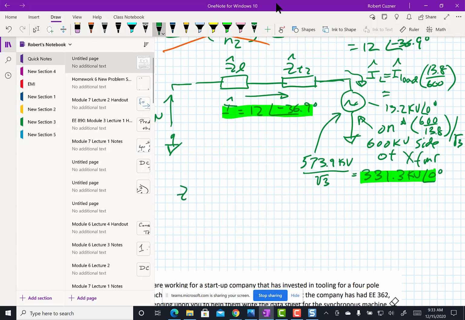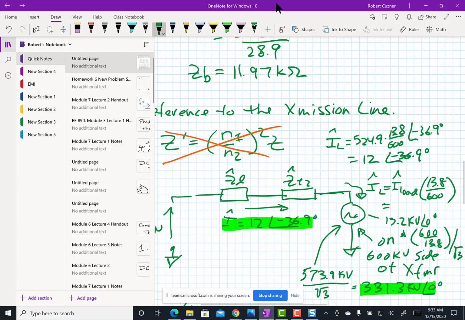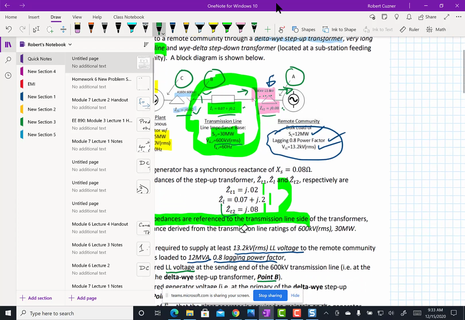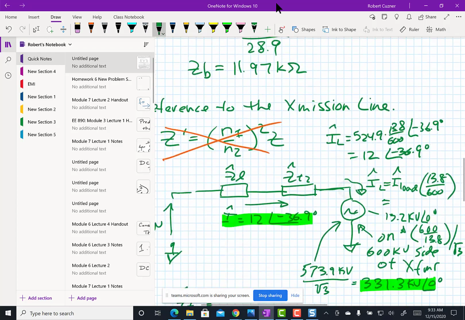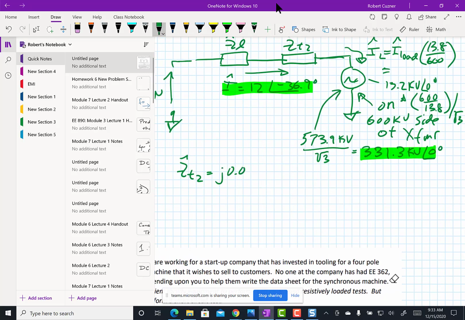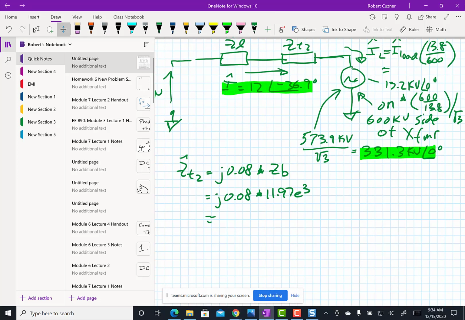The ZT2, I gave you a j0.08. So it's j0.08 times the base value, that was 11.97 kiloohms. 0.08 times 11.97 e to the 3. And so that is 957.6 ohms.